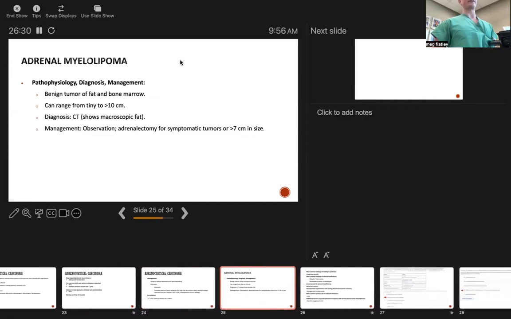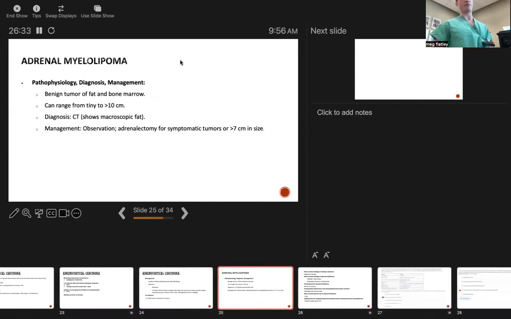This is the other kind of thing that comes up. Adrenal myelolipomas, just basically know that it's a large benign tumor of the adrenal gland that can be over 10 centimeters. Normally you would think of an adrenal cortical carcinoma, but in this case, you're going to see macroscopic fat instead of more concerning features. So just know that just because it's big doesn't necessarily mean it's a carcinoma. It could be this.